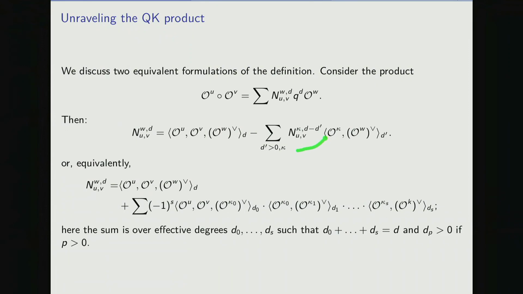Now, if you unravel this formula further, because this is a recursive formula, then you get this ugly-looking sum. So you get the same term as the first here. It's a 3-point invariant. And this part here unravels as a 3-point invariant multiplied by many 2-point invariants. So you kind of have to do this over and over again. The point here is that the degrees d0, d1, ..., ds all add up to the total degree d, and all these d_i are strictly positive. All right, so we're going to move towards understanding these 2-point invariants.